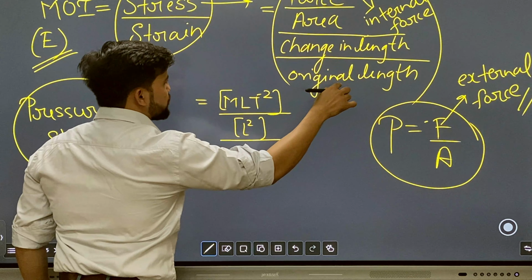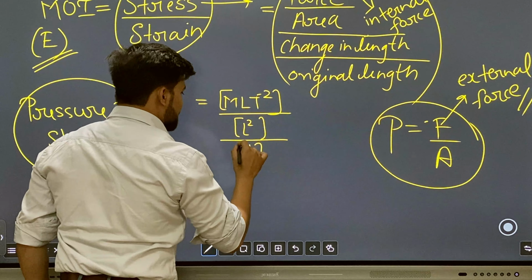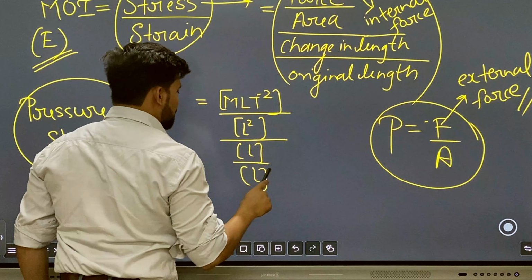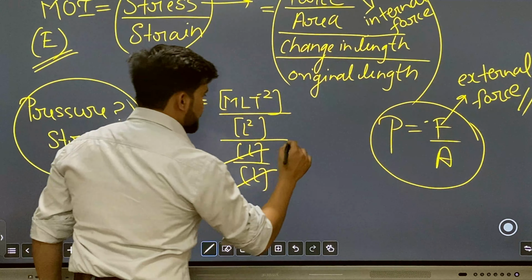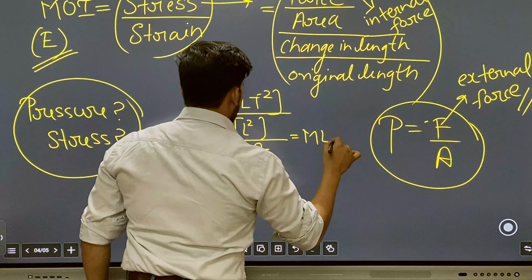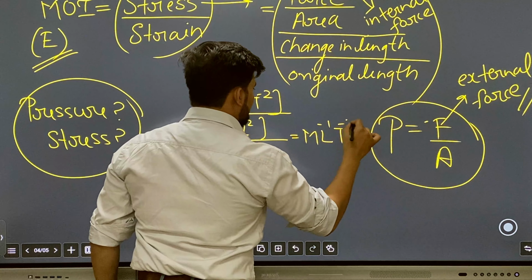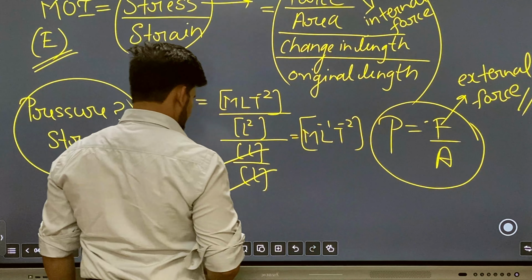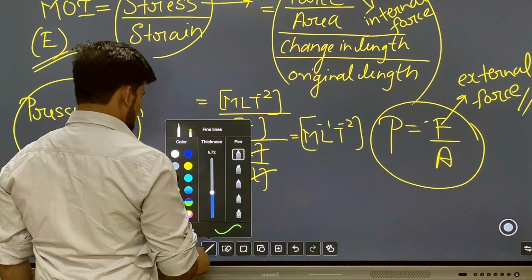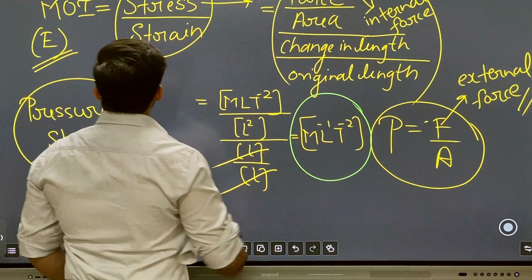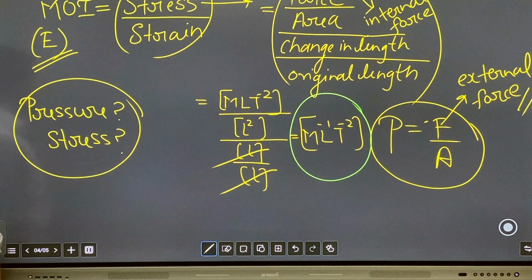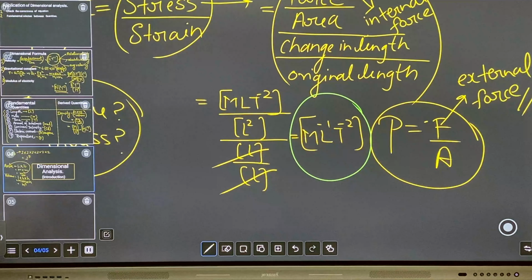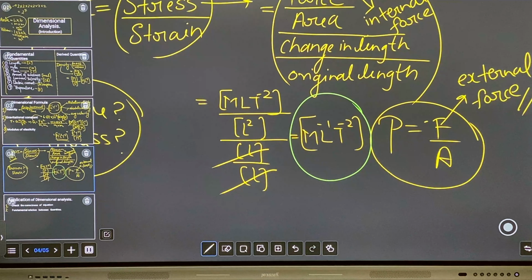change in length with respect to original length, L, इसकी भी L, इसकी भी L, L will cancel out, यहाँ कुछ बचेगा नहीं, इसको ऊपर ले जाओगे, so it will become M L to the power 1 minus 2 minus 1 T minus 2. So this one is the basic formula related to your modulus of elasticity E, M L minus 1 T minus 2. So in this way we can calculate the dimensional formula of different quantities.